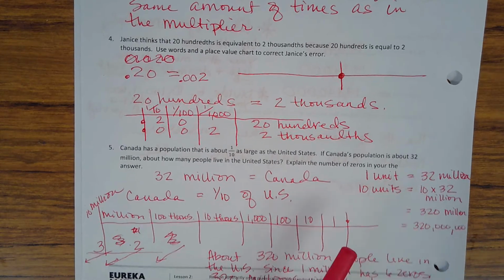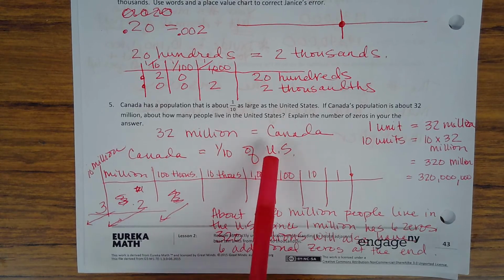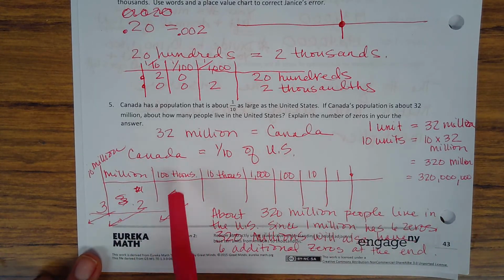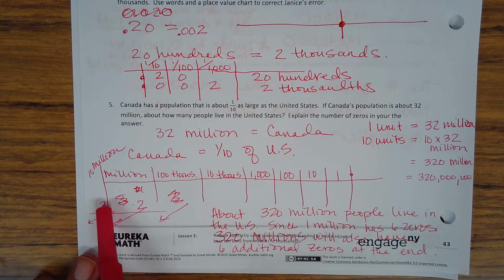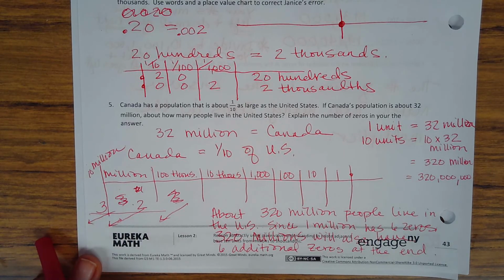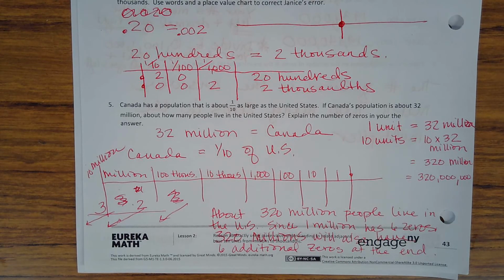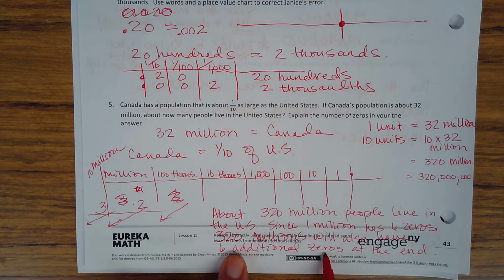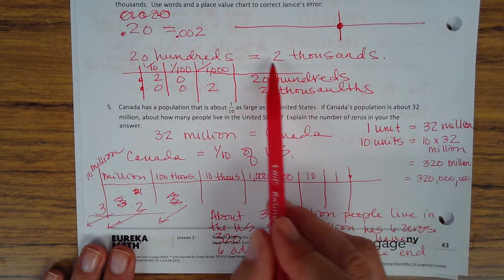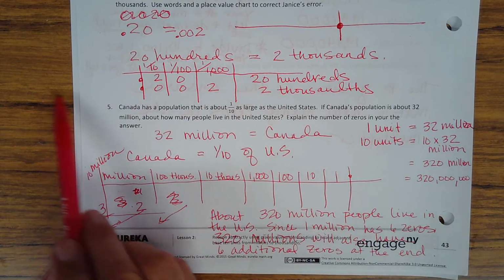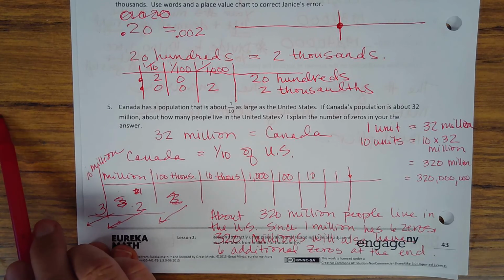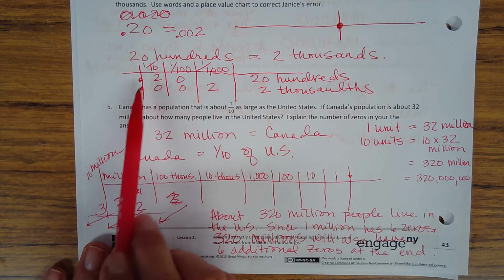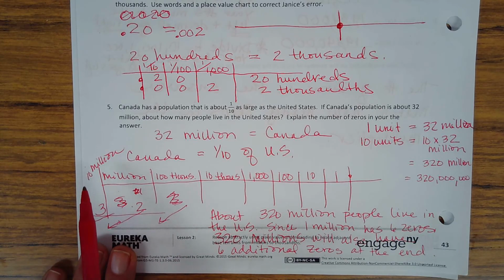And that's what it looks like. I also wrote out what I was searching for. I wrote out my place value chart and I went, wait, 32 million, and now I have to move it over by 10. That's going to become 320 million people live in the US. Since a million has 6 zeros, 320 million will also have 6 additional zeros at the end. This one right here, you can draw this side of the place value chart to show 20 hundredths is actually equal, and stack them, is equal to 2,000s.